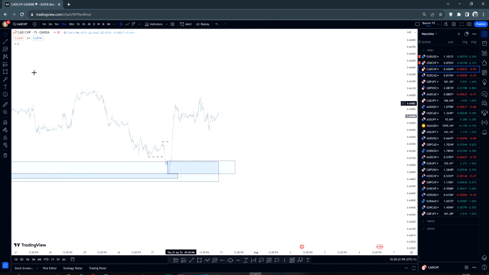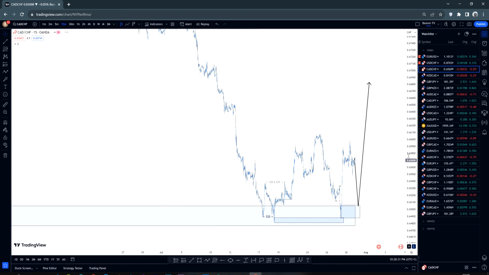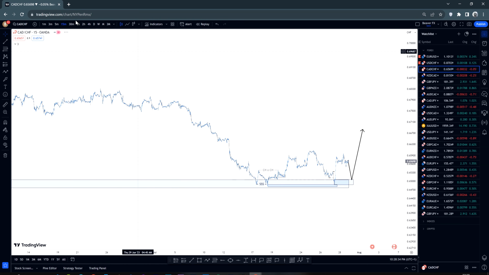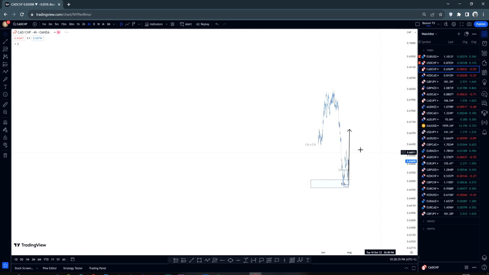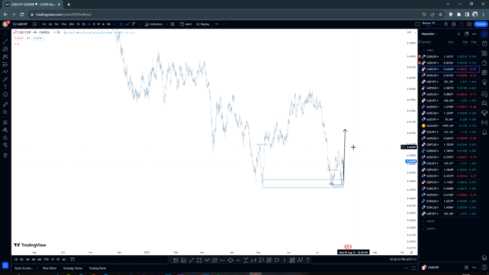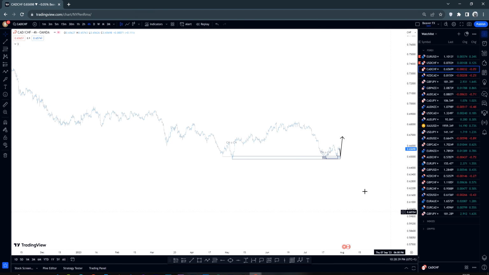So if the market actually comes here, I'll be looking forward to take a buy trade to the upside, more to the zone that I've marked up. So let's go to the forward time frame. Let's see what zones we're actually looking at.